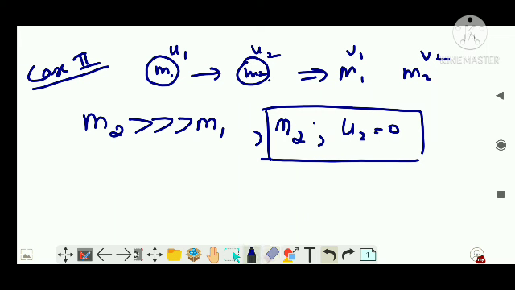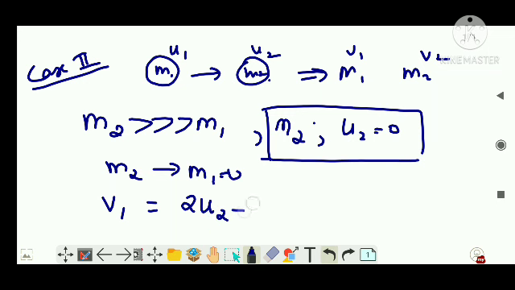If mass m2 is very, very large when compared to m1, then for m2 you will feel that m1 is equivalent to 0, right? So in the previous equation of v1, if you substitute m1's value as 0, you will find v1 is equal to 2u2 minus u1. But you just said that u2, the second mass, is initially at rest, that is, the lorry is at rest, so you can just rub it off. So v1 is equal to minus u1. What does it mean?